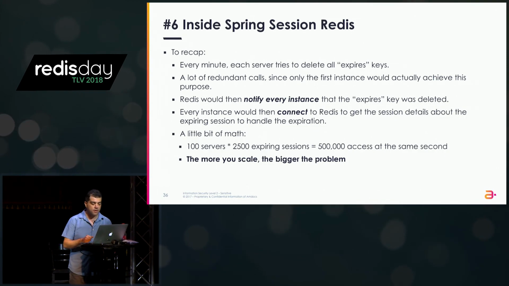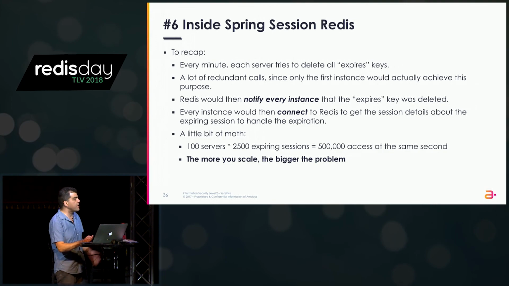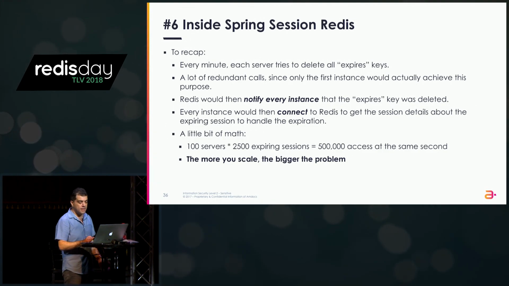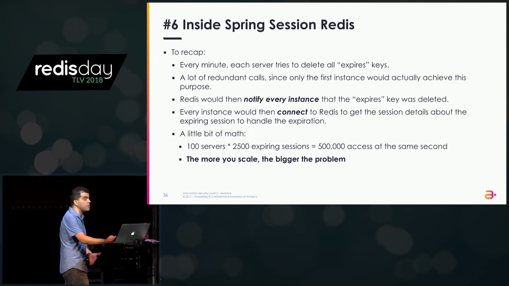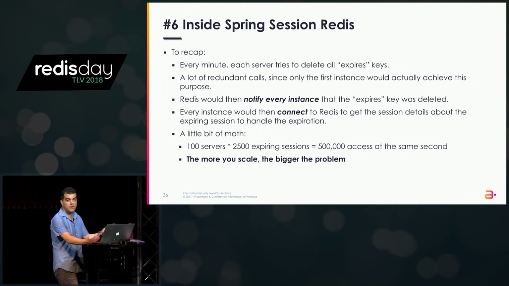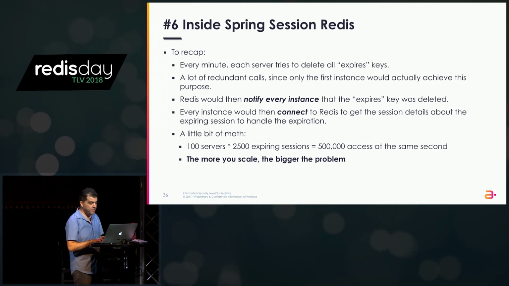So if you have like 100 servers in production, and you happen to expire a very simple value like 2,500 keys, that will be like 500,000 accesses at the same second to your production environment. And if you add more servers, you're just going to get a bigger problem here. So be very careful of this.